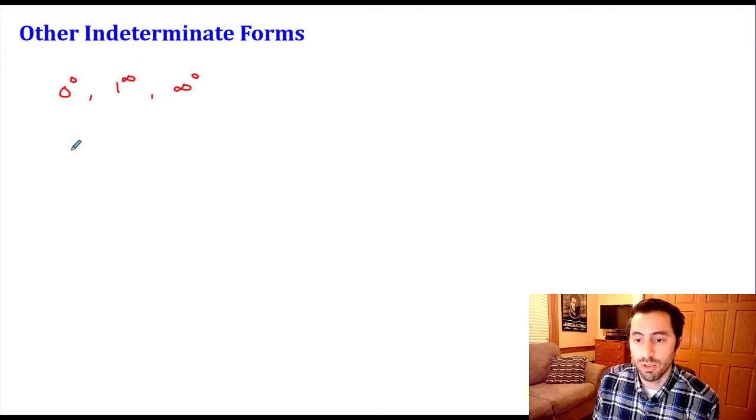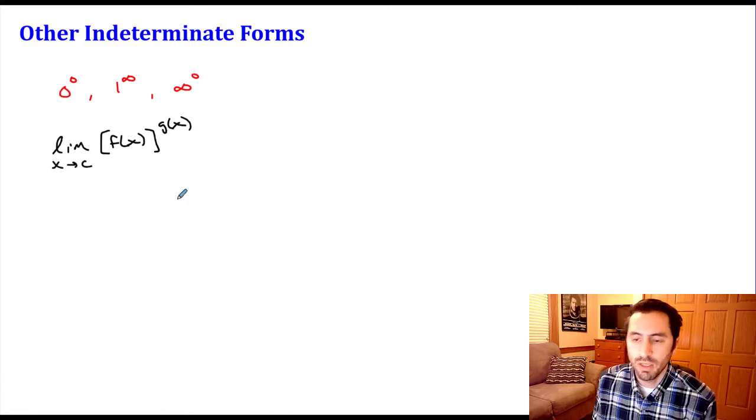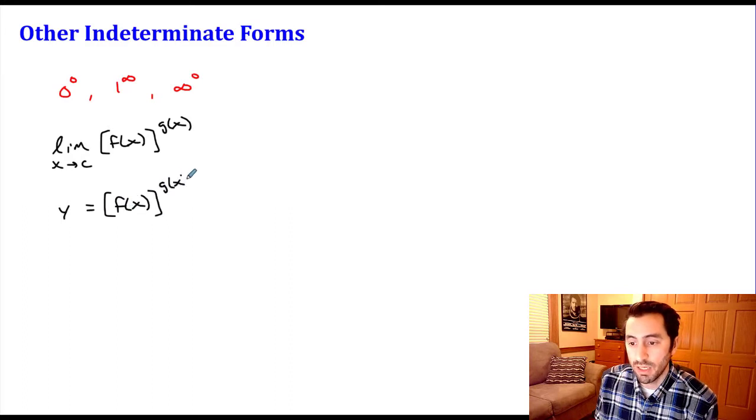So in general, what we're going to be looking at is we're going to want to find the limit as x approaches some number, and then we have a function raised to an exponent. So I'm going to say f of x to the g of x power. To help us find this limit, if it's in one of these three indeterminate forms, we're going to use the natural log. So I'm going to say y is equal to f of x to the g of x power, and then I'm going to take the natural log of both sides.